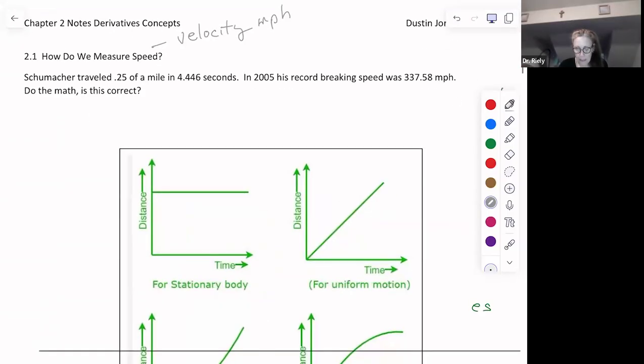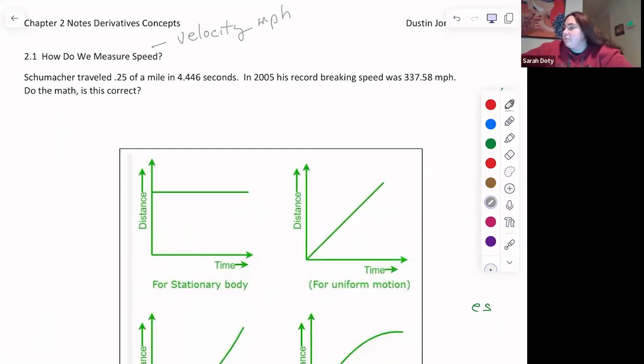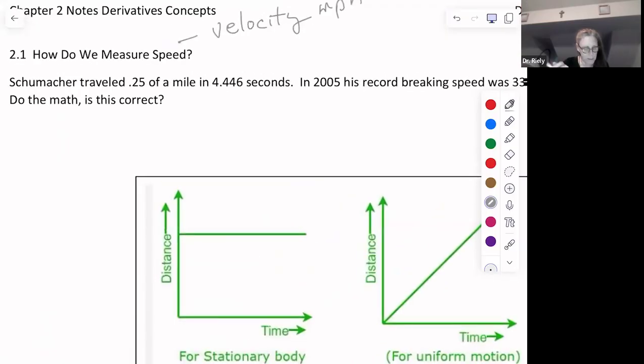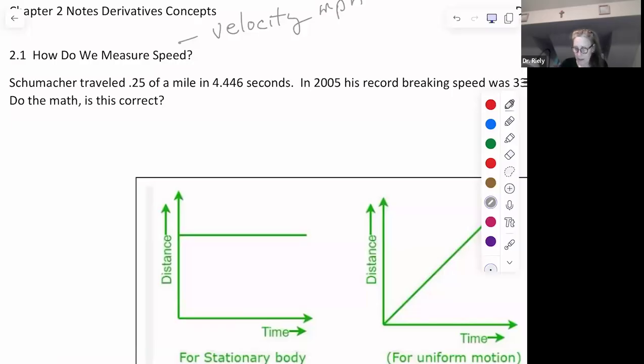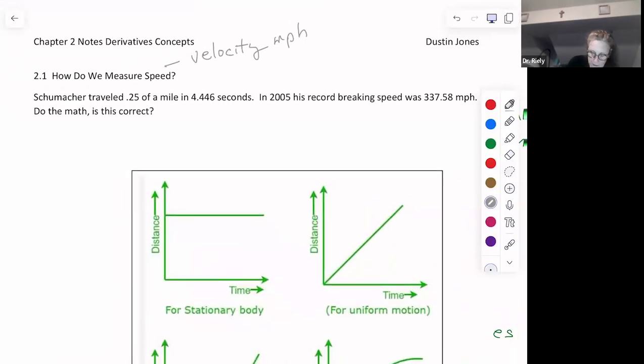And so if you're given this example, if someone tells you that this guy Schumacher, he traveled a 0.25 of a mile in 4.446 seconds. In 2005, his record-breaking speed was 337.58 miles per hour. Is this correct? So you're going to use dimensional analysis to figure out the actual answer. So dimensional analysis looks like this.